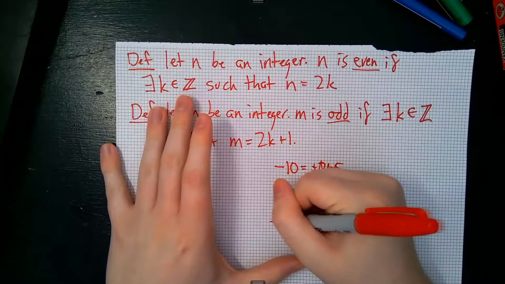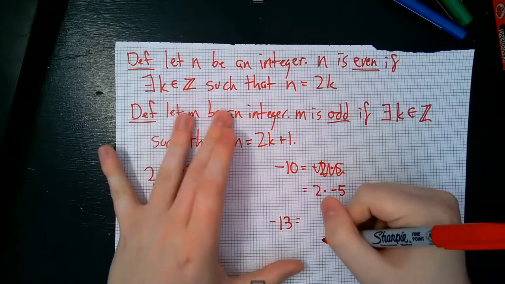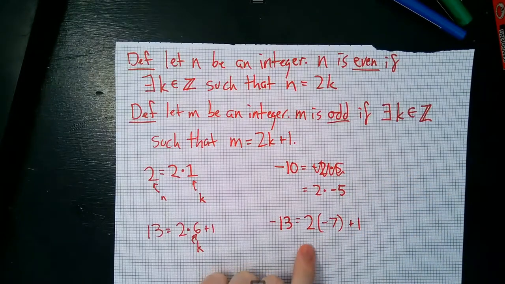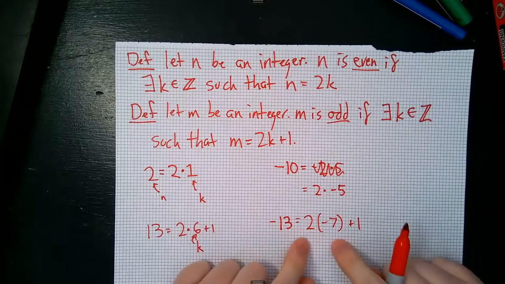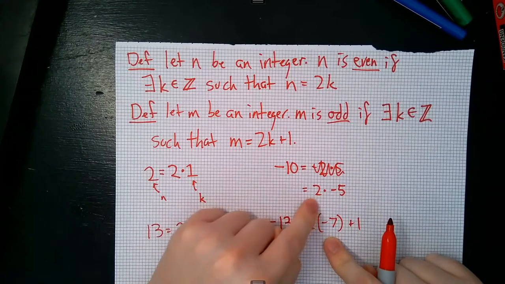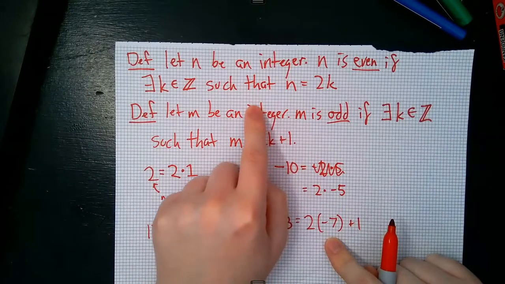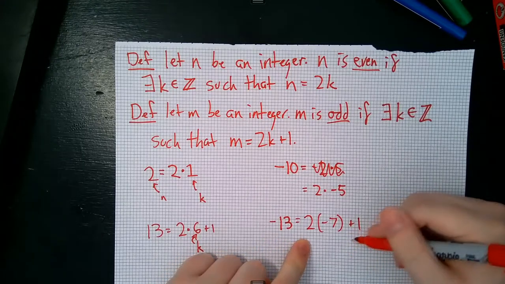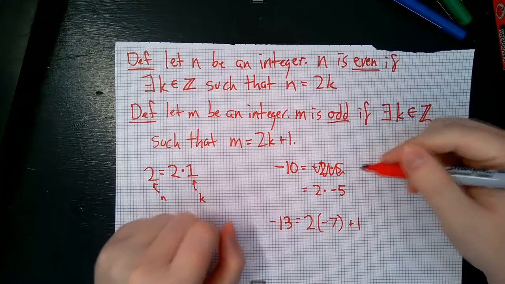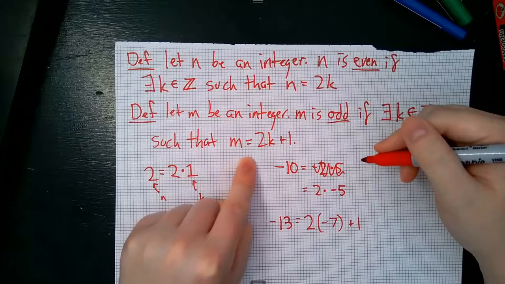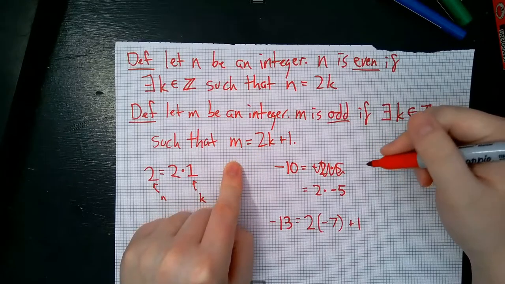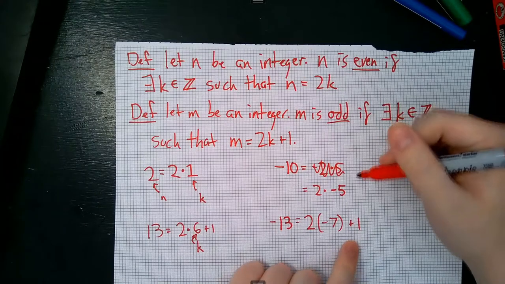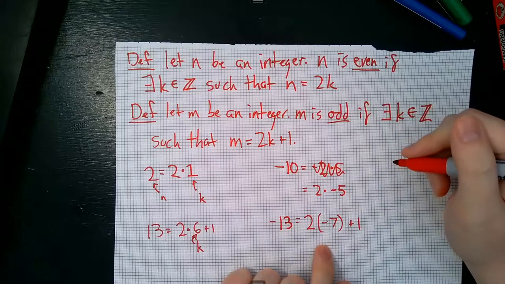Anyway, one more right here. Negative 13 equals 2 times negative 7, which is negative 14, plus 1. Now, the reason why I chose negative 7 for k is the same reason I had to do 2 times negative 5 for the definition of even up here: we have to do 2 times something plus 1 to show that a number is odd. So we couldn't do 2 times negative 6 minus 1. That wouldn't be kosher, because we've standardized that whenever m equals 2k plus 1, then m is an odd integer. Because we have to always do 2 times something plus 1, we have to choose negative 7 for our k.